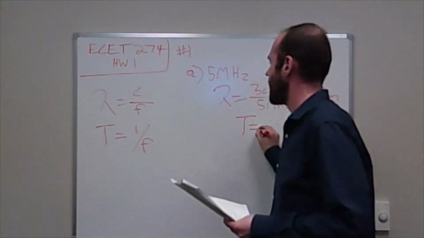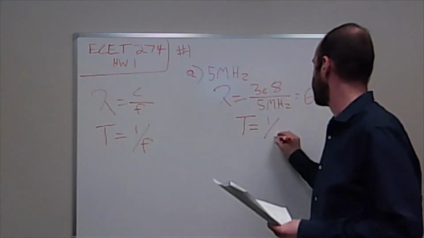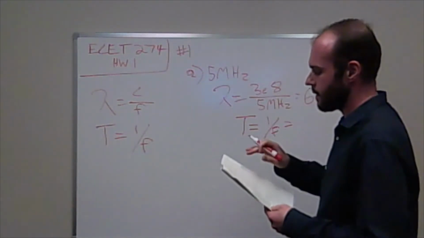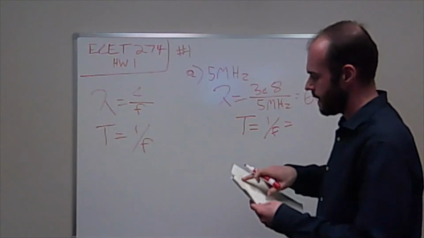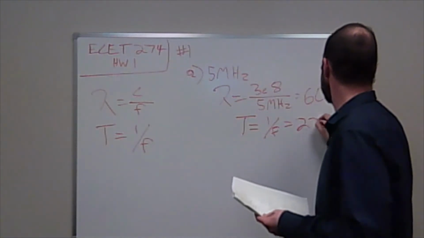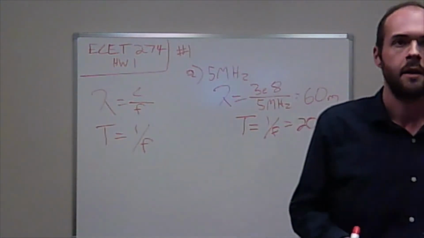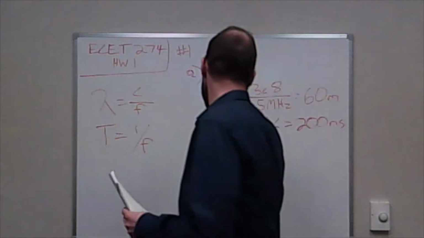And then we want to find the period as well. So the period of that is simply 1 over f, which is our 5 megahertz here. So 1 over f, or 1 over 5 megahertz, is equal to 200 nanoseconds. So all right, let's now do B.